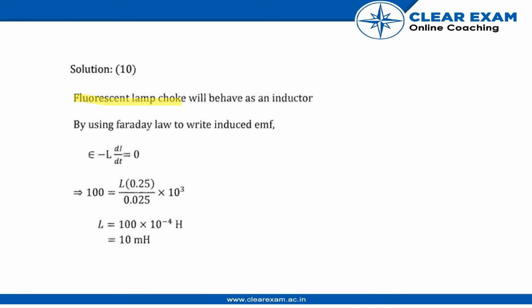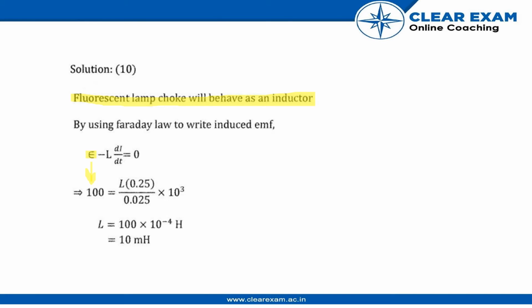Now, the fluorescent lamp choke will behave as an inductor. Therefore, the formula for its voltage will be V minus L di by dt is equal to 0, where L is the inductance, di is the change in current, and t is the time taken. So, let's substitute the values for these.